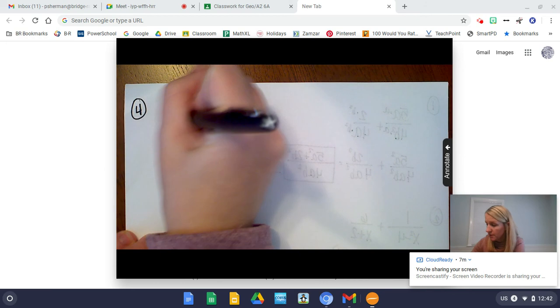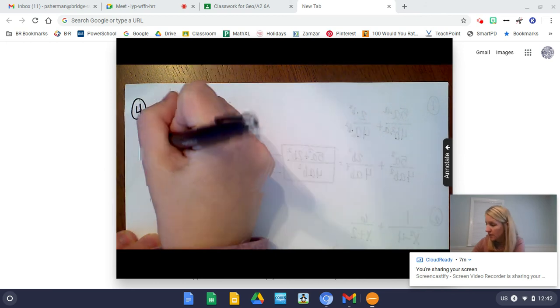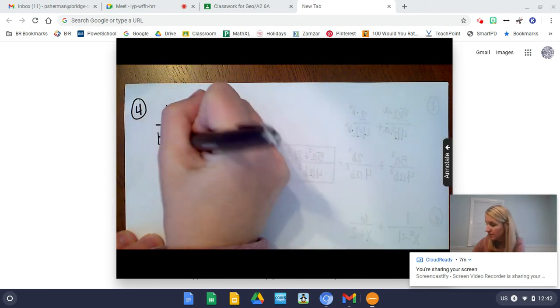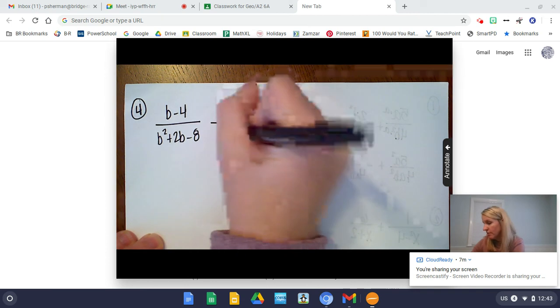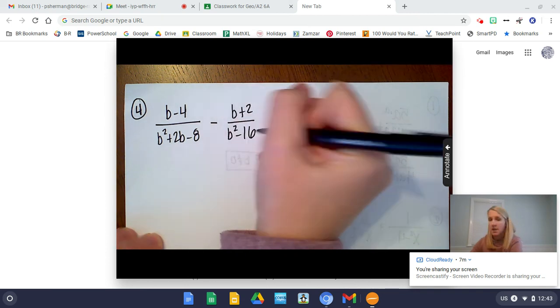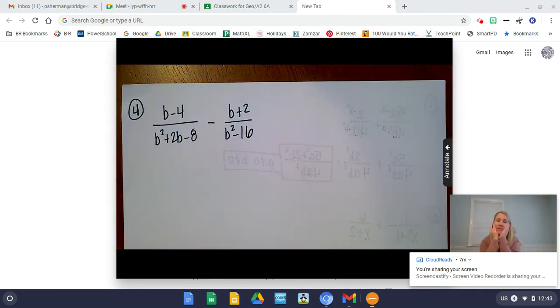Okay, let's see. b minus 4. Oh, b squared plus 2b minus b plus 2 over b squared minus 16. All right, so I'm saying there's no common denominator to start. I need to find one, but in order to do that, I do have to factor those denominators.